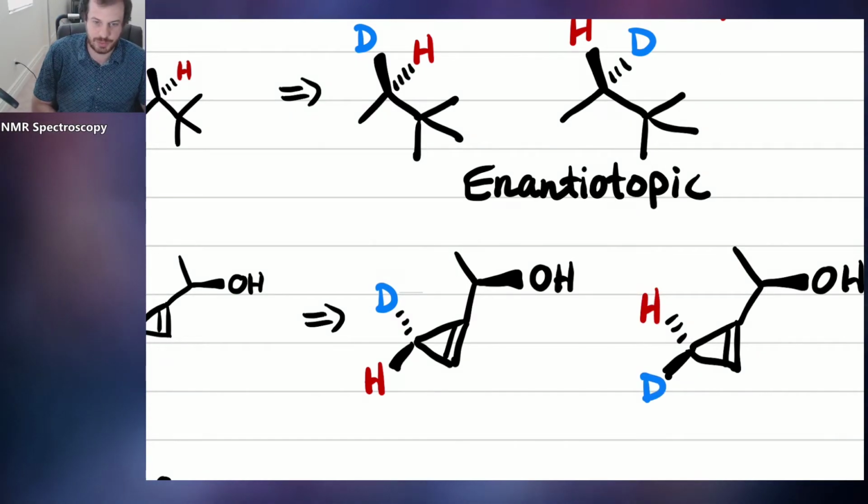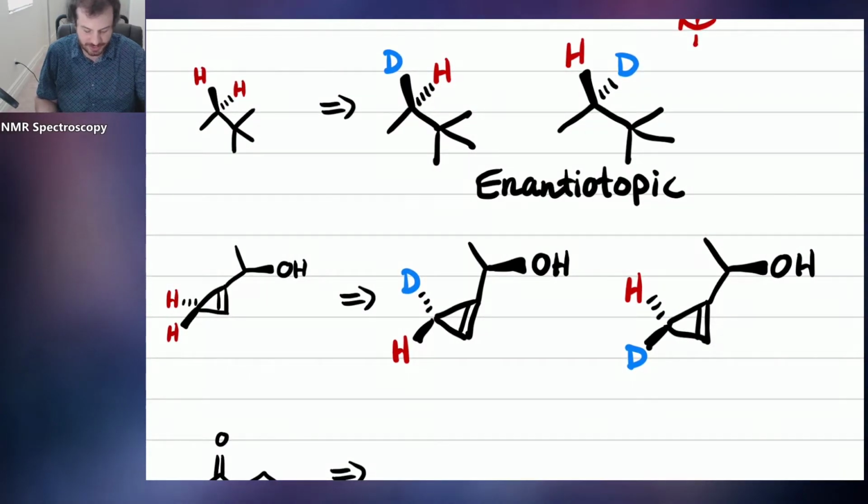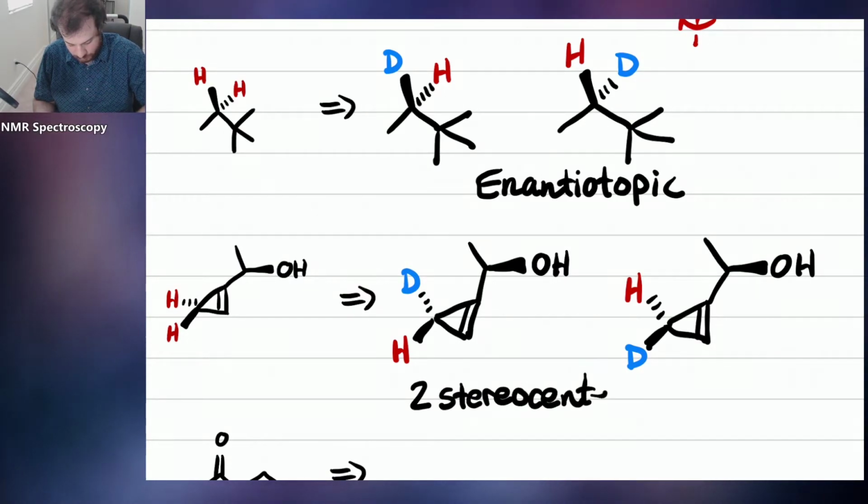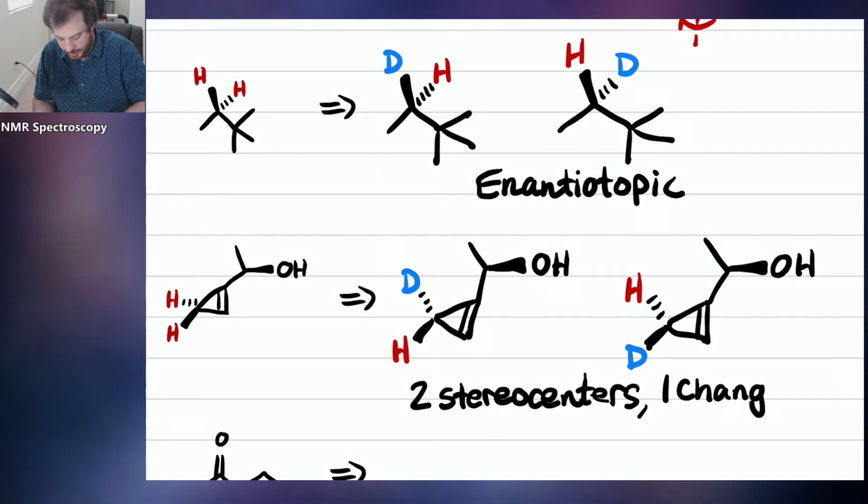Okay, what's the relationship between these two compounds? Well, how many stereocenters do we have? We have a stereocenter here, and we have a stereocenter here. So we have two stereocenters. And how many changed between our two structures? Just this stereocenter. Only this stereocenter changed. This stereocenter stayed the same. So what do we say when some but not all the stereocenters changed? Those are diastereomers. So those two hydrogens were diastereotopic.